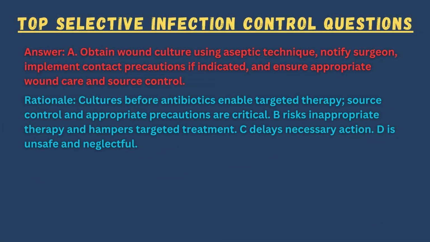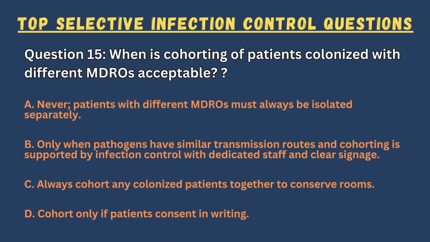Answer. A. Obtain wound culture using aseptic technique, notify surgeon, implement contact precautions if indicated, and ensure appropriate wound care and source control. Rationale. Cultures before antibiotics enable targeted therapy. Source control and appropriate precautions are critical. B. Risks inappropriate therapy and hampers targeted treatment. C. Delays necessary action. D. Is unsafe and neglectful. Question 15.